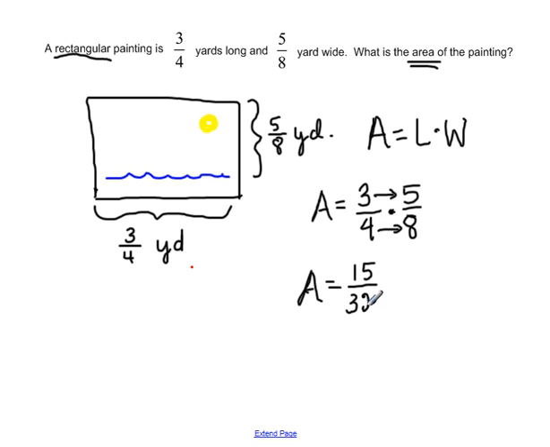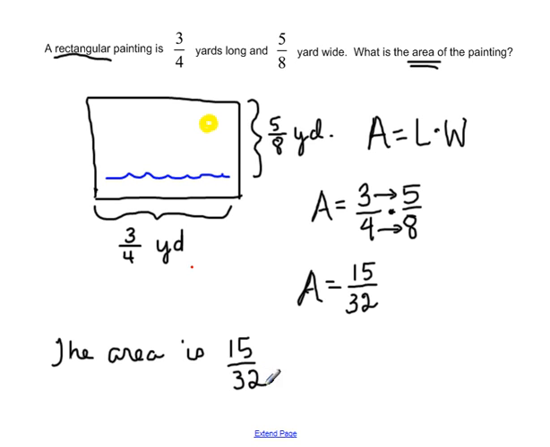Now, because this was a story problem, we want to be sure that we give our answer in a sentence, and we also want to be sure to include the units. This is going to be 15/32 of what? Remember, we were asked for the area, so we can come down here and say the area is 15 over 32.